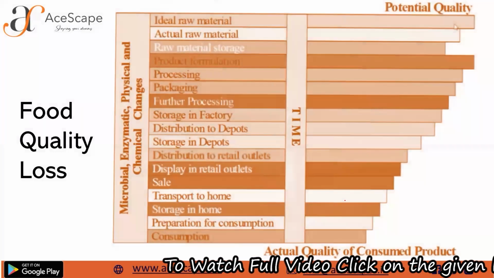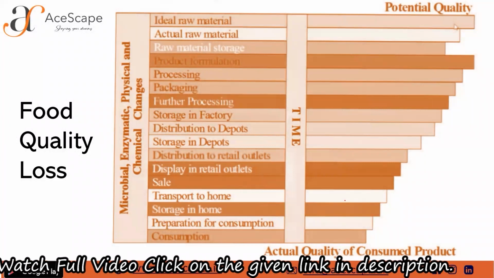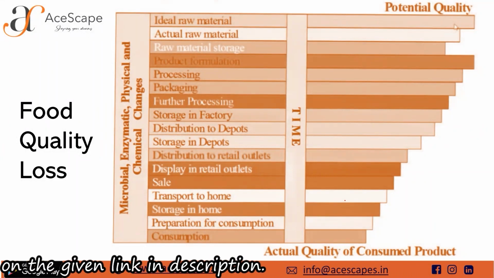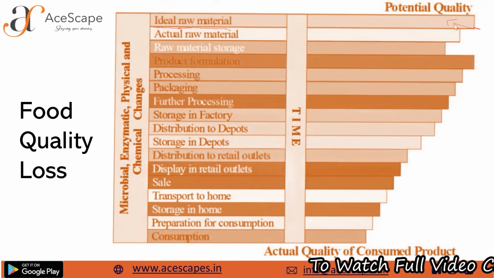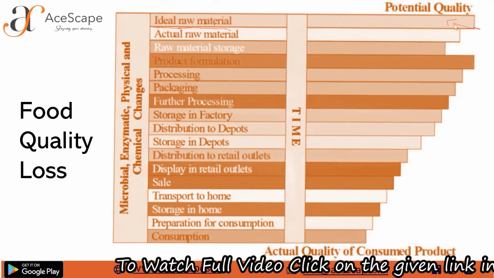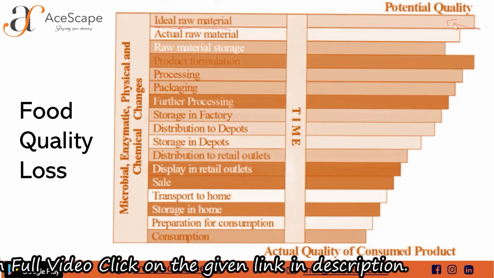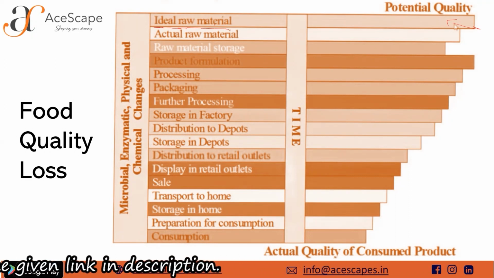Let's talk about quality losses: how the quality of any commodity reduces with respect to time. If we see the ideal material, it has the highest quality, right? Ideal raw material means the material produced without any hazards. If we produce any commodity, some rodents may act upon it, some insects may spoil it, or some pesticides may be there. Those are the actual conditions. But under ideal conditions, all this may not be there.